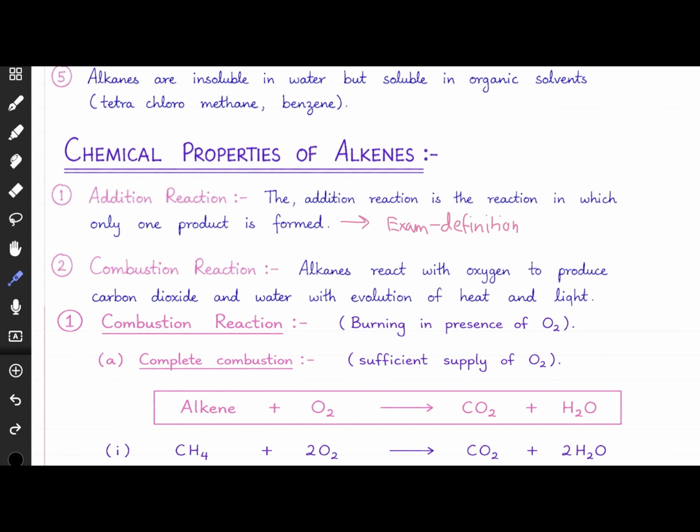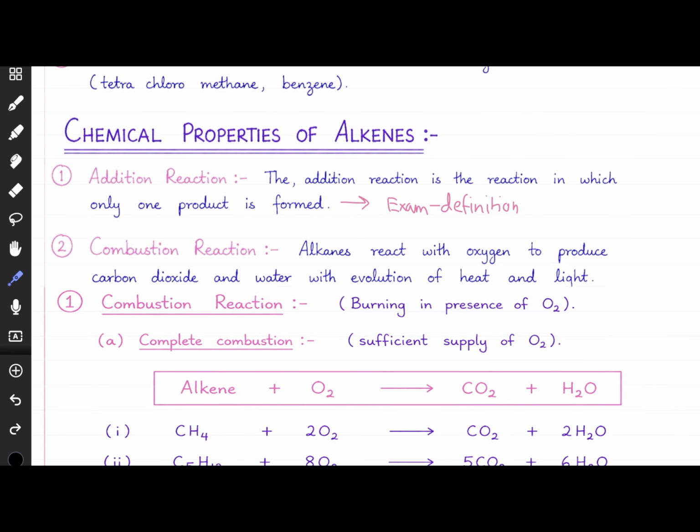Alright, so the next thing to focus upon is the chemical properties of alkenes. In total, there are 2 chemical properties of alkenes. The first chemical property is the addition reaction. The addition reaction is the reaction in which only one product is formed. And this is the exam definition for the addition reaction. Because often in the theory paper, a question comes up that says, what is the addition reaction? And you just have to write that it is the reaction that forms only one product.